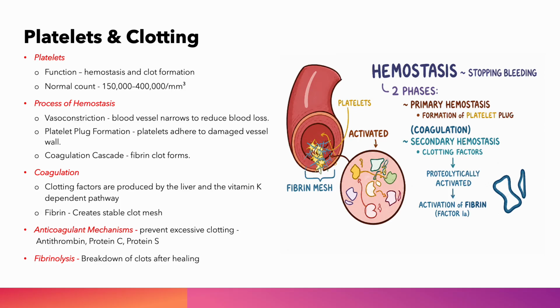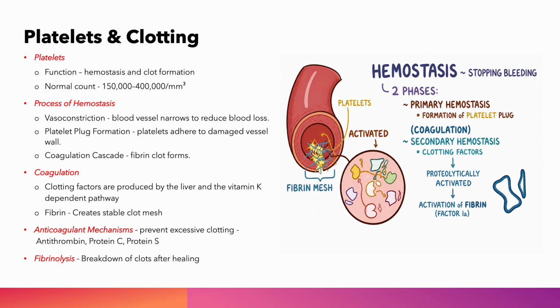Platelets, also called thrombocytes, are essential for hemostasis and clot formation. The normal platelet count ranges from about 150,000 to 400,000. Hemostasis occurs in several steps. First, you have vasoconstriction, which reduces blood flow to the injured area, right? Second, platelets form a temporary plug. Third, the coagulation cascade produces fibrin, which stabilizes the clot.